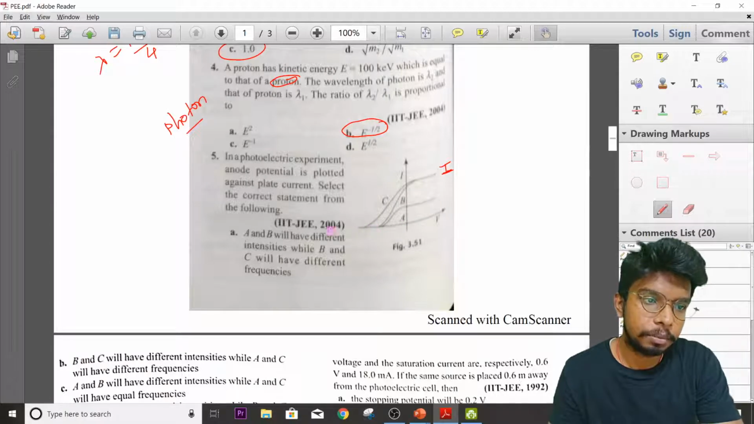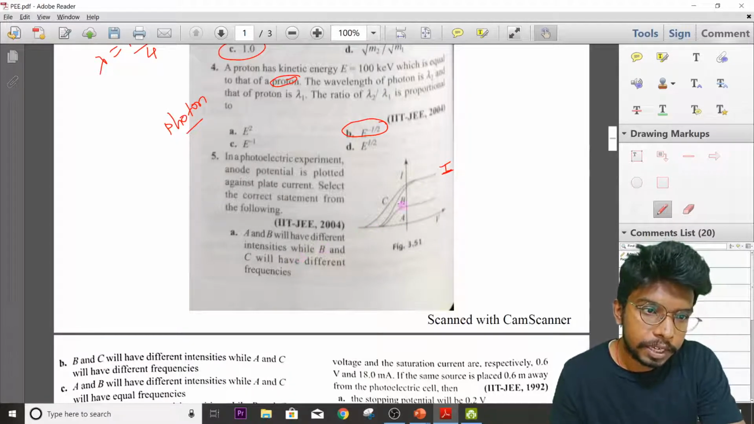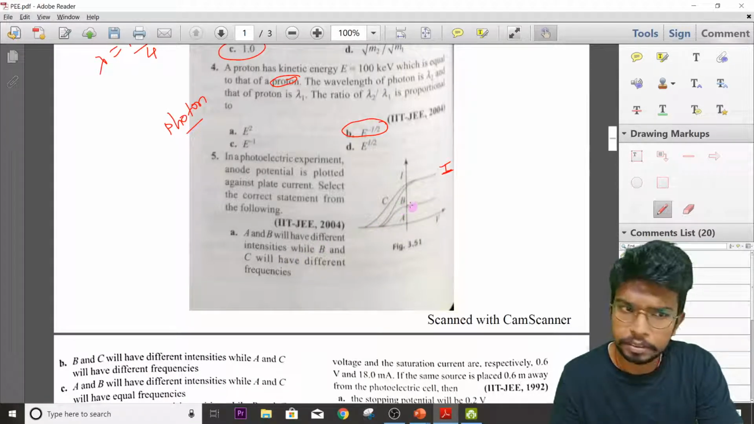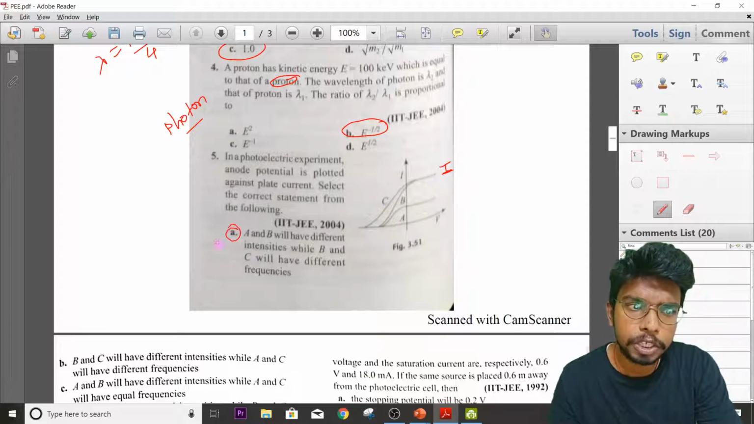Select the correct statement. A and B will have different intensities, pretty sure, because the currents are different. While B and C will have different frequencies, again, that's perfectly fine. So A should be the correct result.